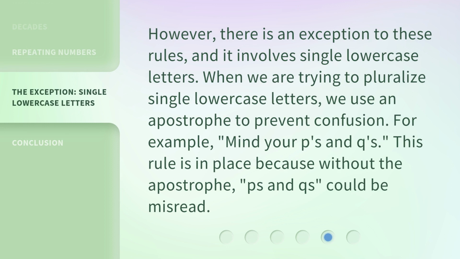However, there is an exception to these rules, and it involves single lowercase letters. When we are trying to pluralize single lowercase letters, we use an apostrophe to prevent confusion. For example, mind your P's and Q's. This rule is in place because without the apostrophe, PS and QS could be misread.